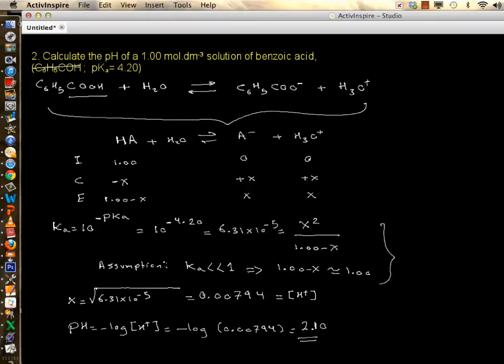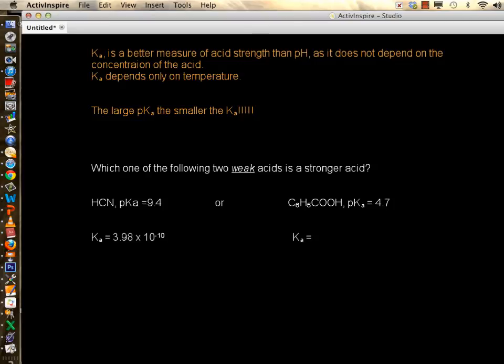The last thing I want to do is just reinforce one point. Ka is a much better measure than pH to talk about the strength of acids, because it only depends on temperature. The other thing, the larger the pKa, if you're comparing two things, the smaller the Ka value. Now looking at the two questions I asked you previously, hydrogen cyanide or hydrocyanic acid has a pKa of 9.4, benzoic acid has a pKa of 4.7. They're both weak acids, but which one is stronger? Now if you remember, the pKa of this one is smaller, so Ka should be larger. And Ka was nothing but 10 raised to negative pKa. So 10 to negative 4.7, which was 6.31 times 10 to minus 5. Therefore, you should be able to say benzoic acid is stronger.